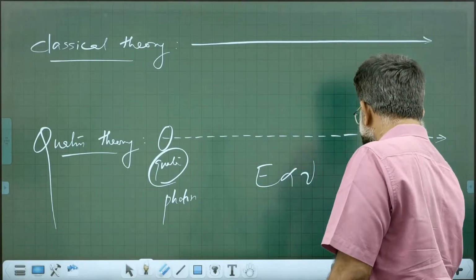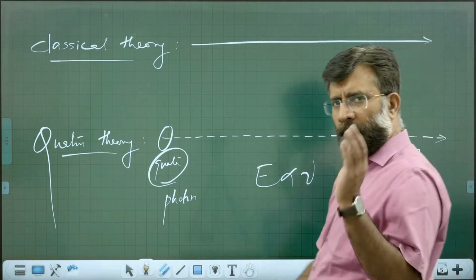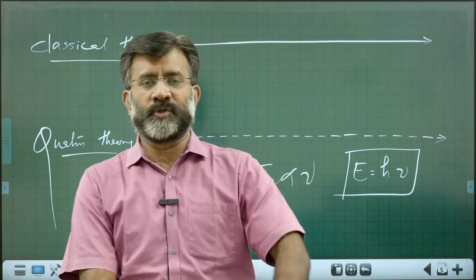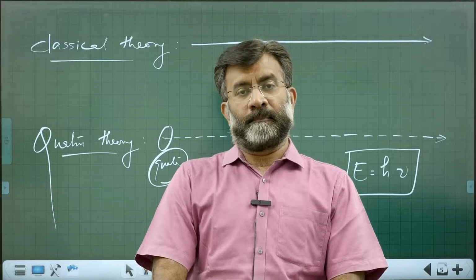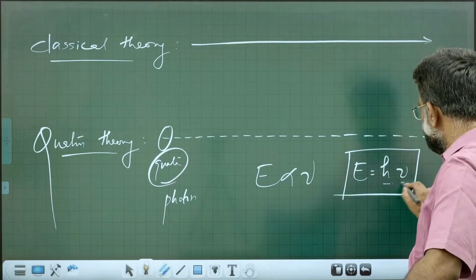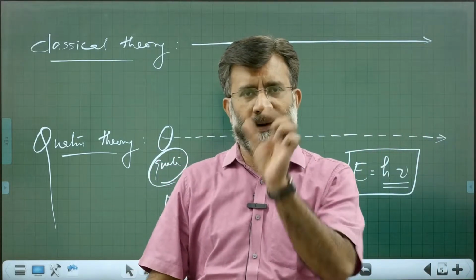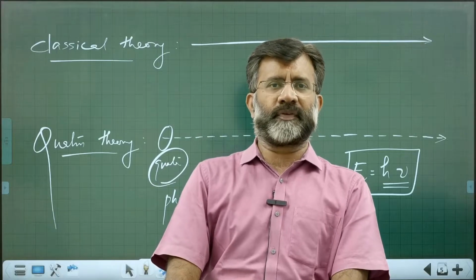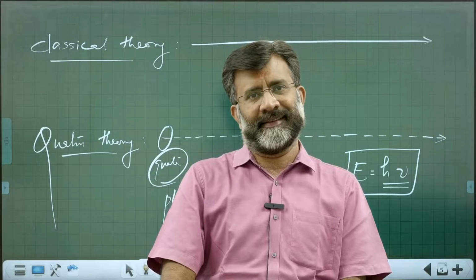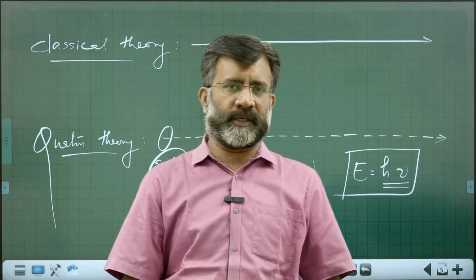He said the energy of a quanta is directly proportional to the frequency of radiation, and energy is equal to a constant h times nu. h is called Planck's constant. All of you know it, 6.626 times 10 power minus 34 joule seconds. E is equal to h nu, and this is called one photon, one quanta, one packet of energy. The energy of radiation depends on the frequency of the radiation. E is equal to h nu. What is h nu? One packet of energy.